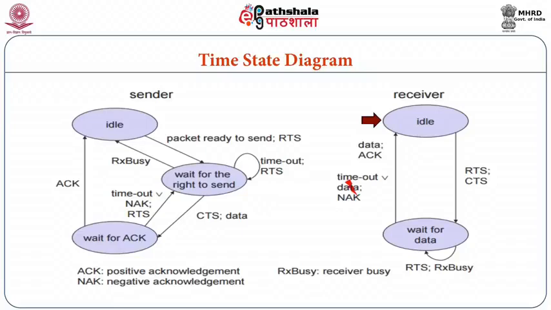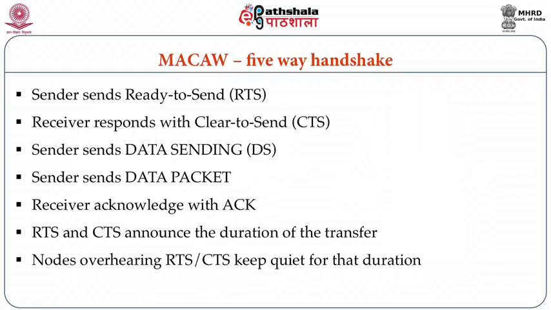Okay. So through this time state diagram we have understood the four-way handshake between the sender and receiver in the MACAW algorithm. There can also be a five-way handshake, when a sender sends RTS, the receiver responds with clear to send, data is sent, then acknowledgement is sent, and the receipt of the acknowledgement is also sent.